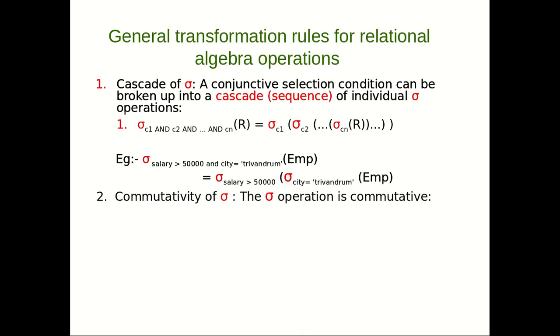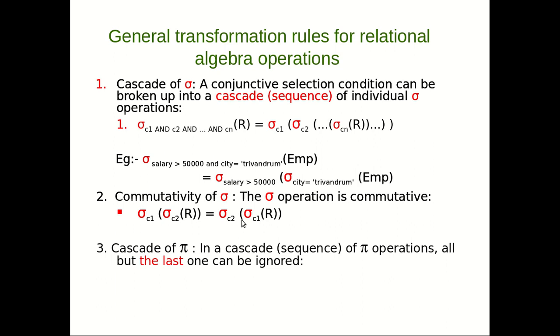Okay. Second is commutativity of sigma. This is a simple rule: sigma C1 followed by sigma C2 of R can be written with the conditions swapped, because sigma is commutative. That is the simple rule.